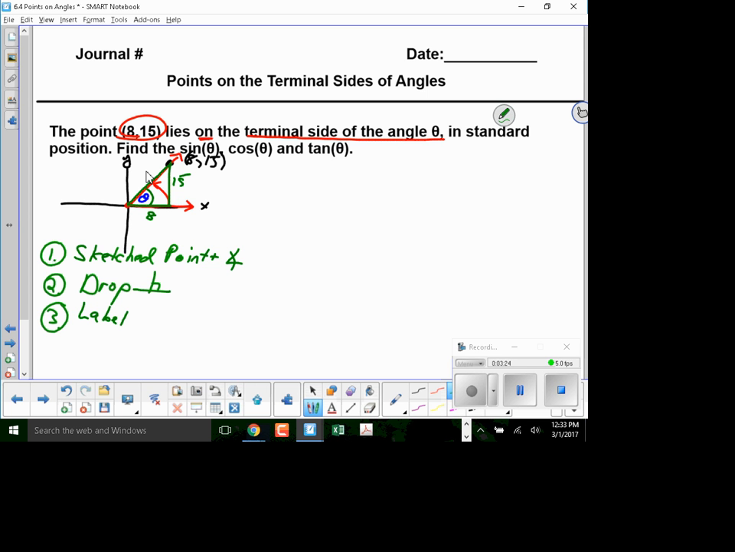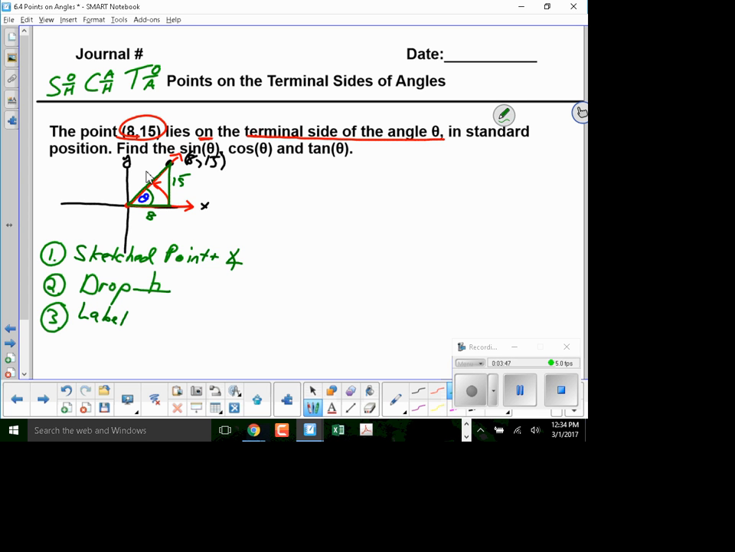Now, I'm going to need the sine, cosine, and tangent of this angle. That means I'm going to need the hypotenuse. The sine, cosine, and tangent, 2 out of the 3 need the hypotenuse. If it only asks you for tangent, you don't need the hypotenuse, right? Now, so this is an 8.